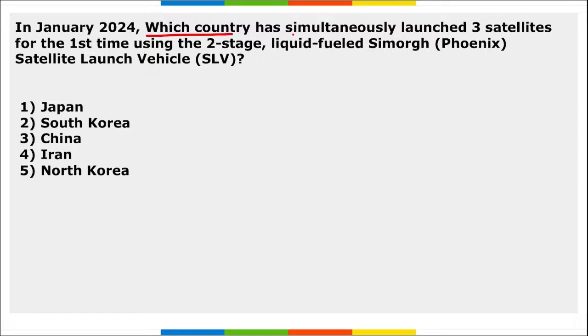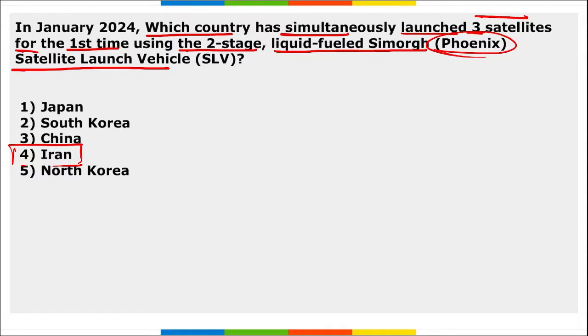Next, in Jan, which country has simultaneously launched 3 satellites for the first time using the 2-stage liquid fuel Simorgh satellite launch vehicle, that is Phoenix? The question asked here is, which country has launched 3 satellites using this? Is it our country? No, it is Iran, right? Iran has launched 3 satellites for the first time using the 2-stage liquid-fueled Simorgh Phoenix satellite launch vehicle, developed by their Ministry of Defense.